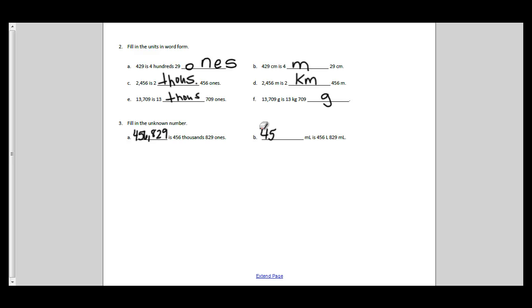You put 456,829. See how these compare? They're showing you how you can think of thousands and ones the same as liters and milliliters.